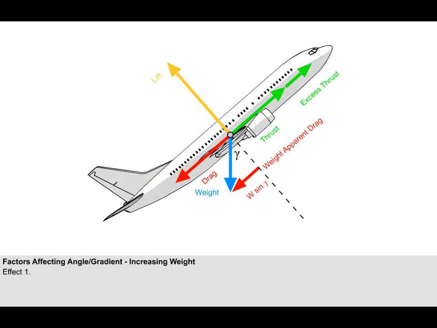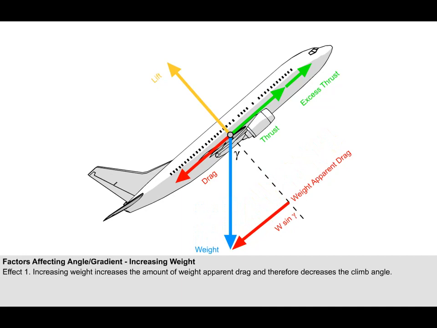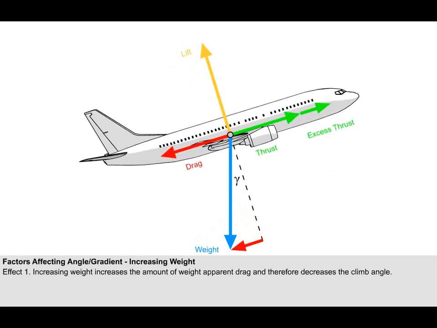The first of the factors to consider is the effect of weight. Shown here is an aircraft in a steady climb. If we increase the weight of the aircraft, notice that the aeroplane will have more weight apparent drag. The forward and rearward forces are not balanced, and the aircraft will decelerate. In order to maintain speed, the climb angle will need to be reduced, so that weight apparent drag is less. Now you can see the forces are once again balanced, but the climb angle is shallower.